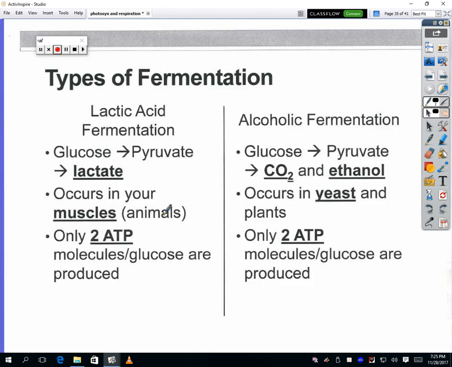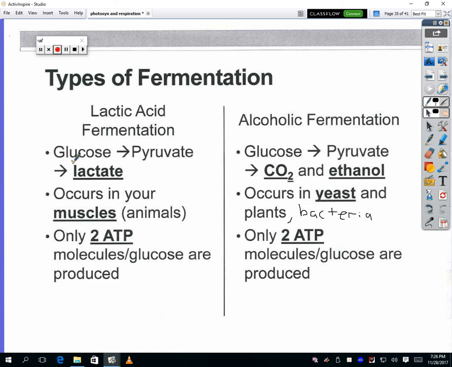It's important to remember, let's start with alcoholic fermentation. That glucose gets turned into pyruvate. The pyruvate will then get turned into carbon dioxide and ethanol, and this is alcohol. What you get from that, besides carbon dioxide and ethanol, is 2 ATPs. This occurs in things like plants, yeast, and please write bacteria. Bacteria are very big alcoholic fermenters.